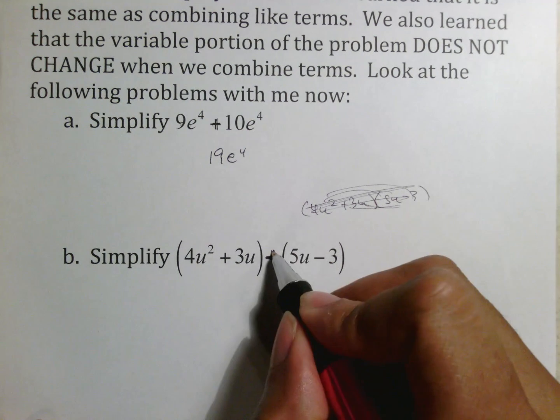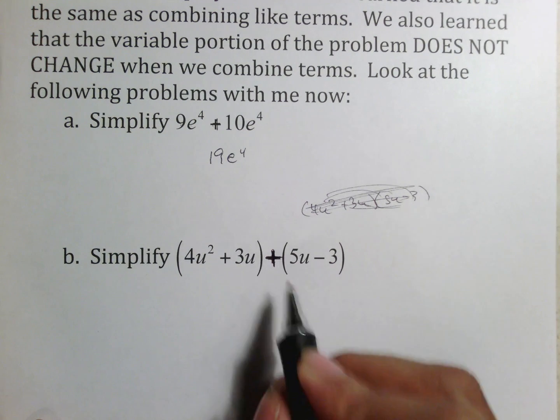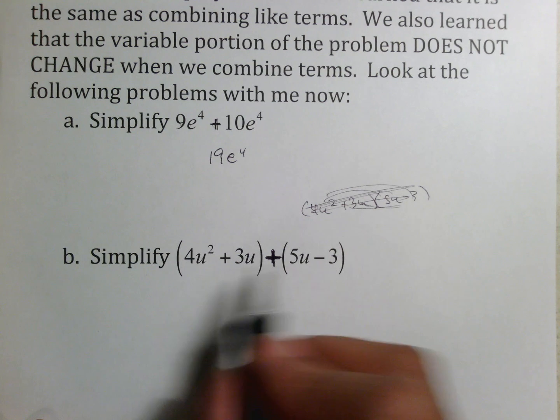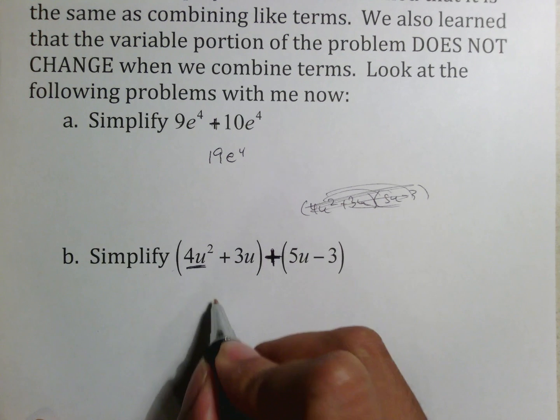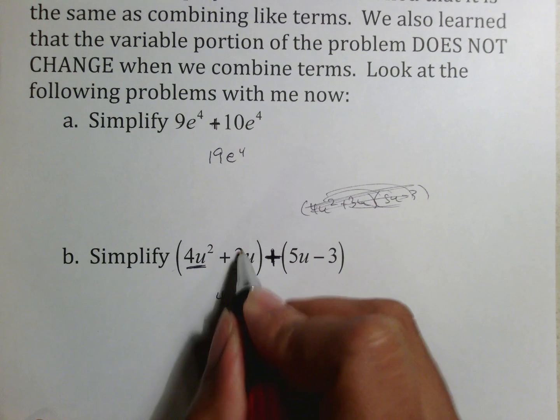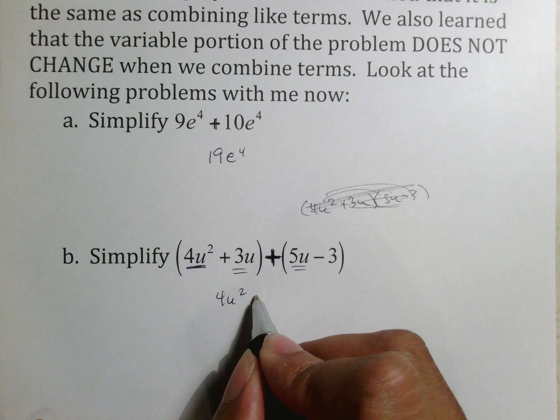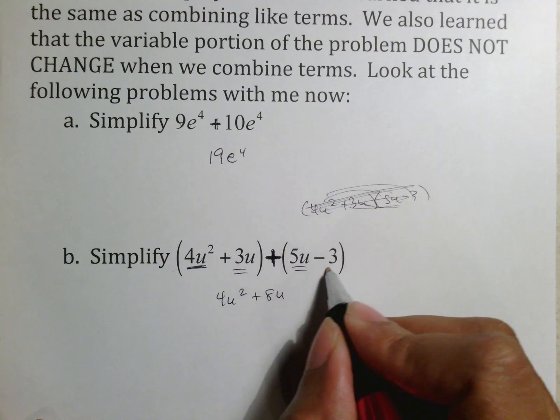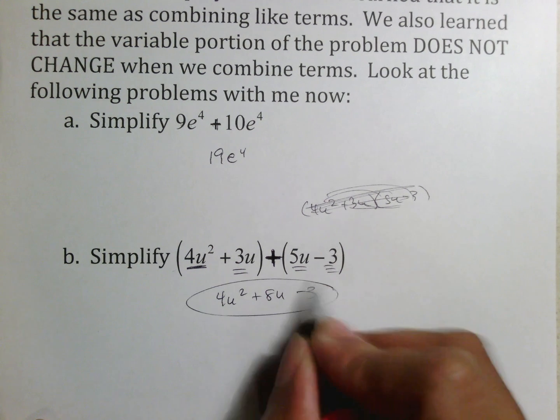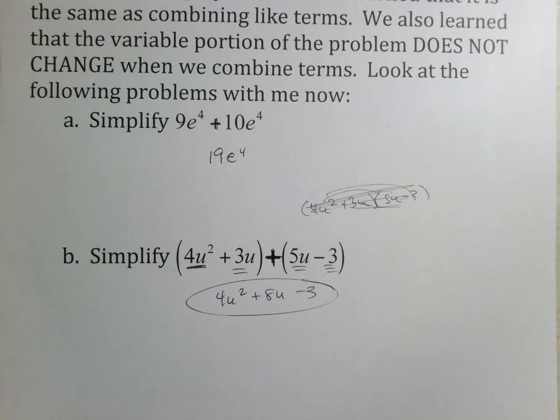Also keep in mind that plus is the most harmless of signs, and so we can just combine terms the way they are. So looking at u squared, there's no other u squareds. 3u can be put together with 5u to make 8u's, and then minus 3 just comes on down. And so that is how you answer that question.